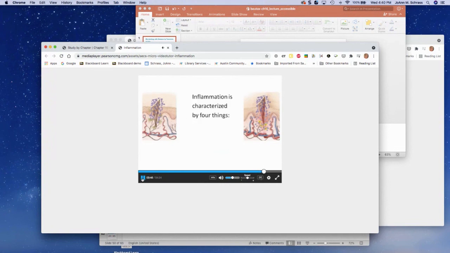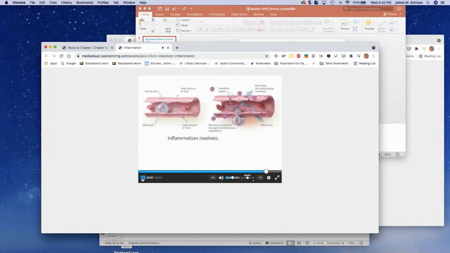Inflammation is characterized by four things: redness, heat, swelling, and pain. Inflammation involves the dilation of blood vessels. Dilated blood vessels deliver more blood, resulting in the redness and heat. Inflammation also results in widening of the interstitial spaces. As more fluid moves into the surrounding tissue, swelling and pain occur.